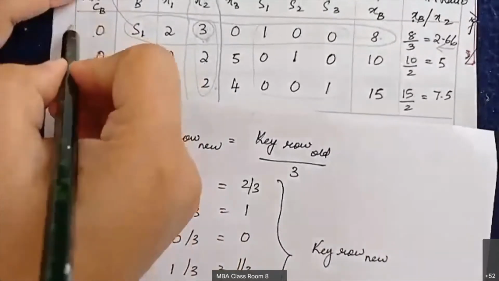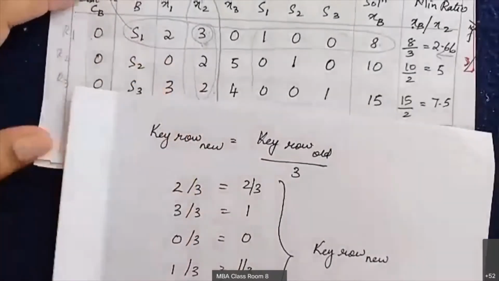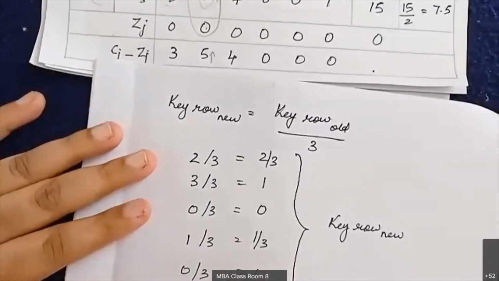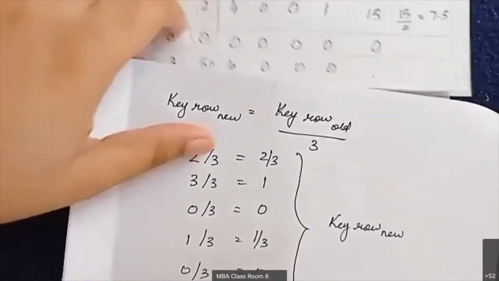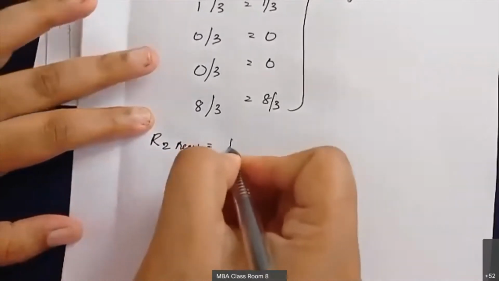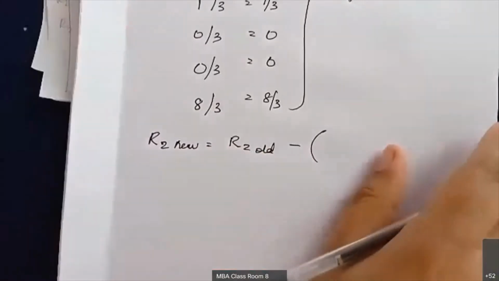See, this is R1. Okay, this is R2. This is R3, row 3. So how will the numbers change? R2, can you see? R2 new is equal to R2 old minus, okay, we told number above or below the key element.